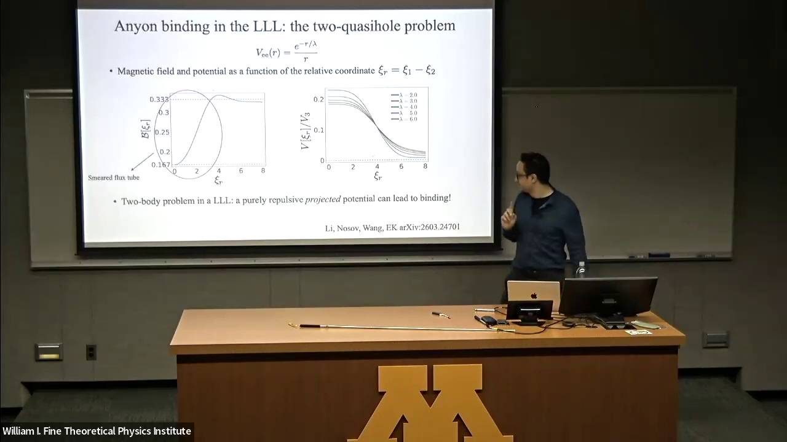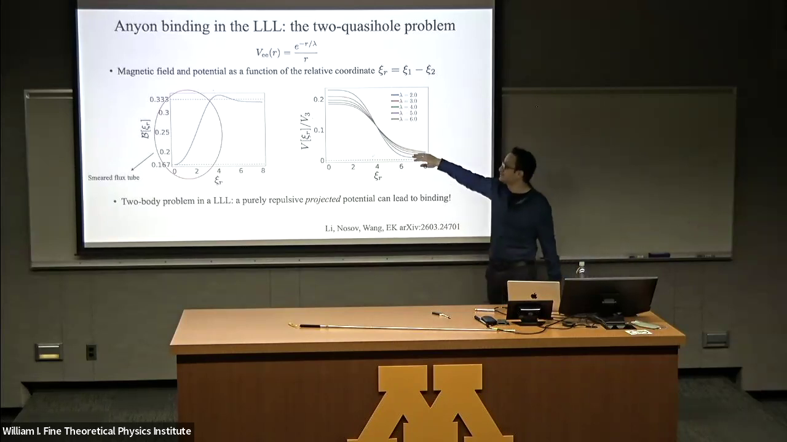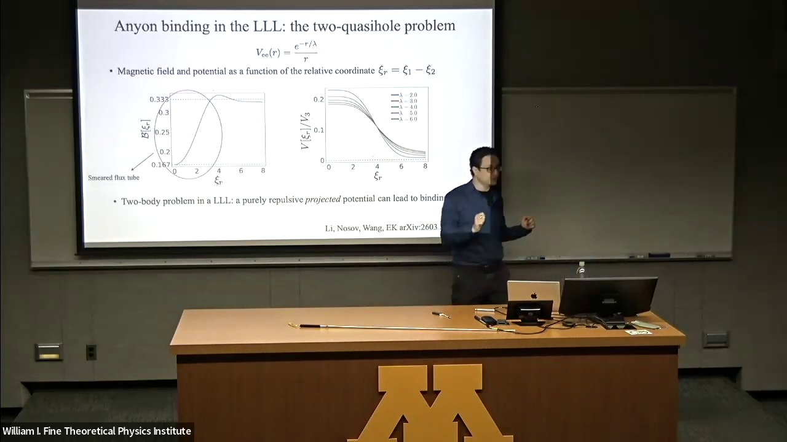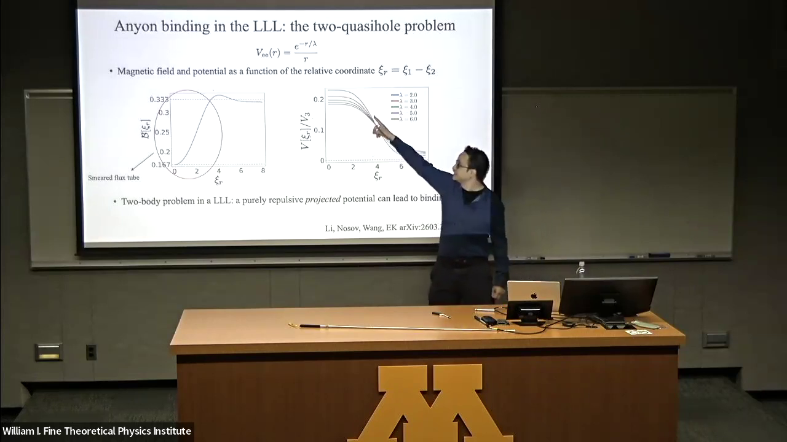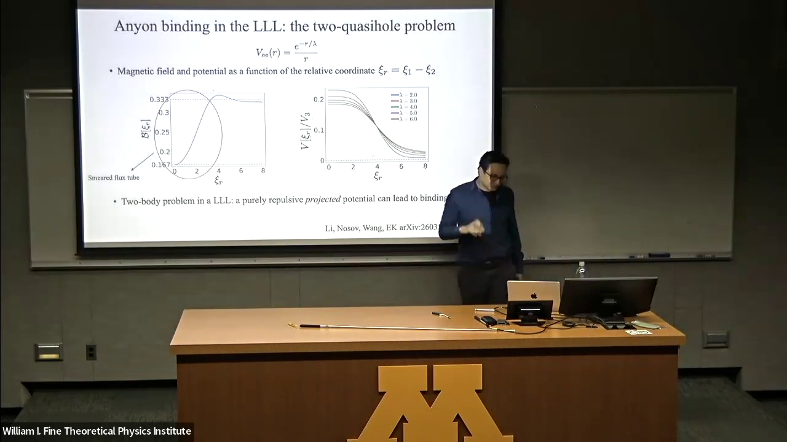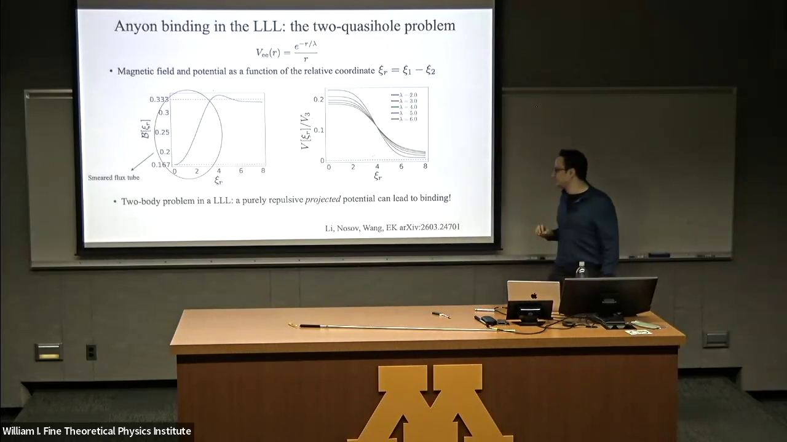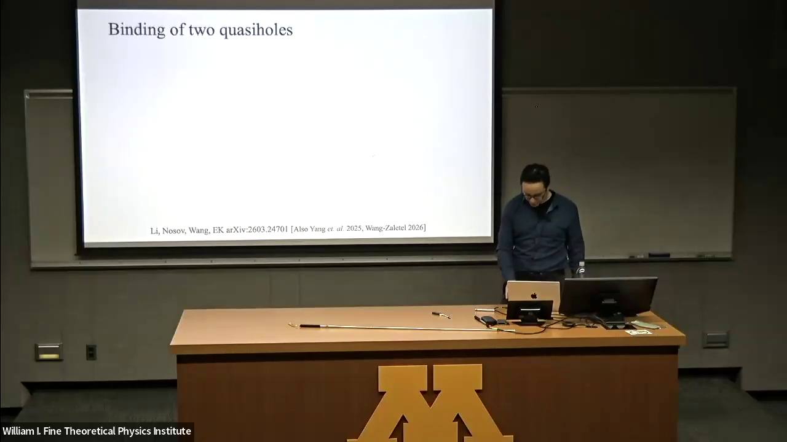But surprisingly, if you solve this two-body problem in the lowest Landau level, although this interaction looks repulsive, this two-body problem has a bound state. For some interactions, you cannot see it easily from here, but for some interactions, you can get a bound state. I can go into more detail why that is the case, but I'll now just show you the results.